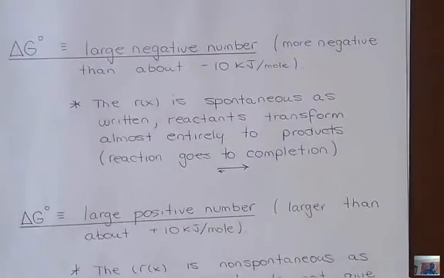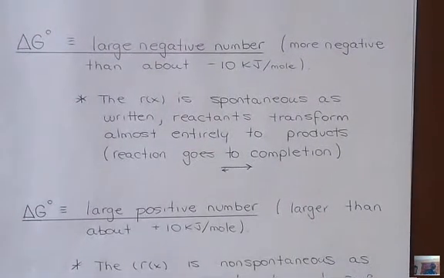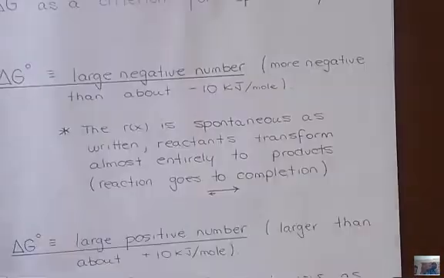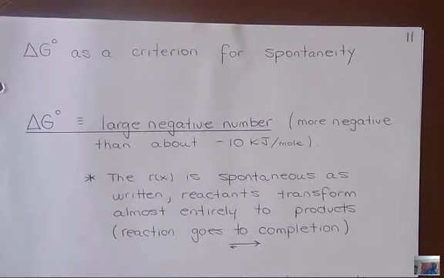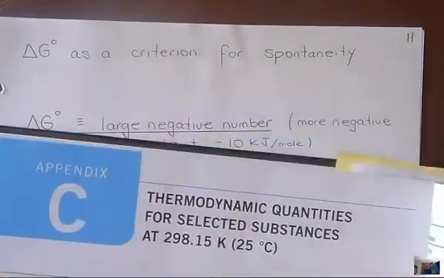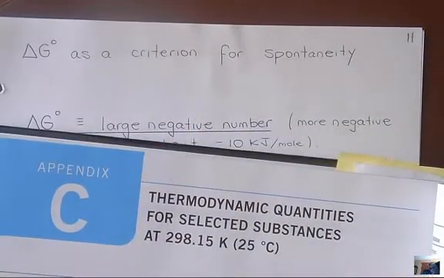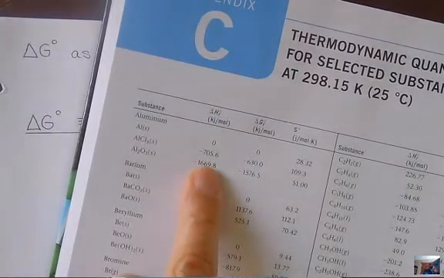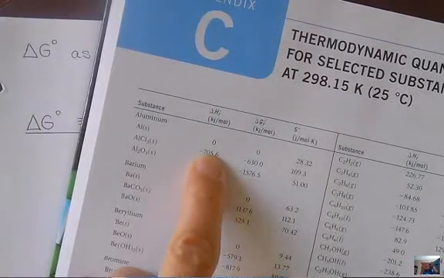Okay, let's talk about what the value of delta G tells you. If it's a really big positive number, a really big negative number, or around 0. So delta G 0, under any conditions, the table can give you that, right? So I can look up any one of these things over here. Delta G 0 for aluminum chloride is minus 705. Wow, that's a big negative number.